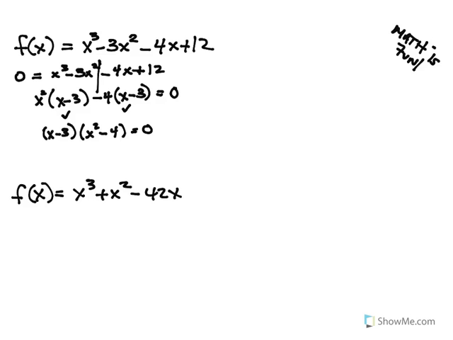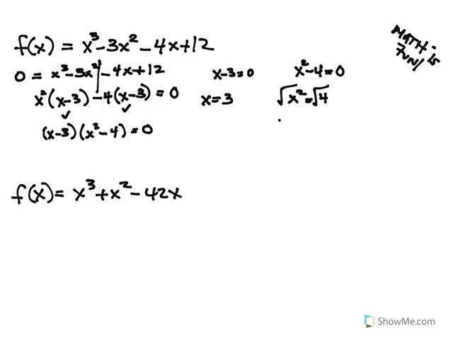So each factor is set to 0, and you're going to solve for x. So here, x is equal to 3. Here we have x squared minus 4, so we're going to do the square root property.